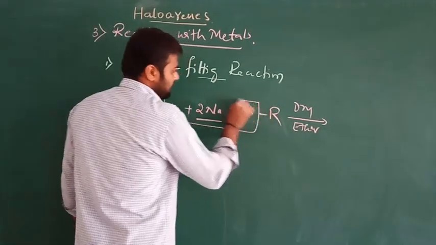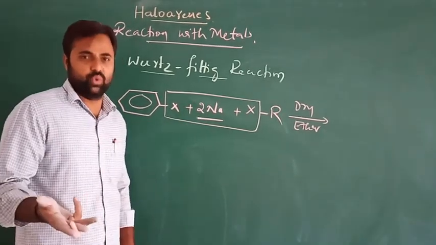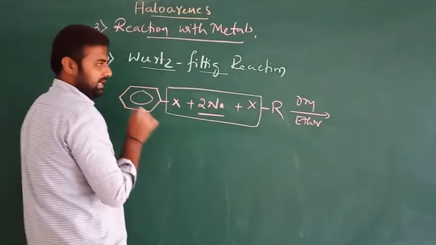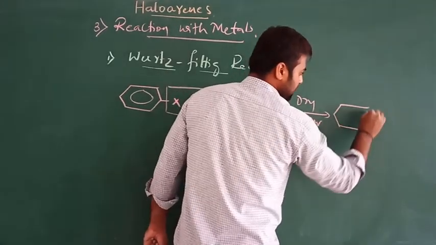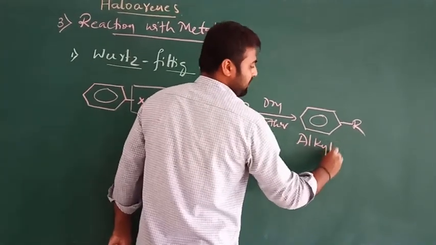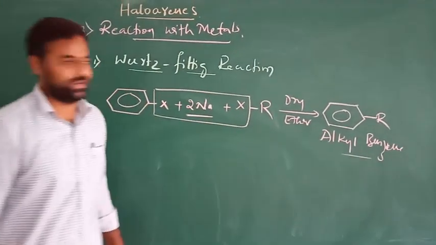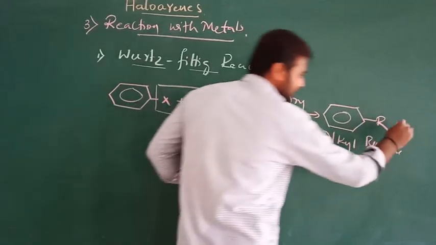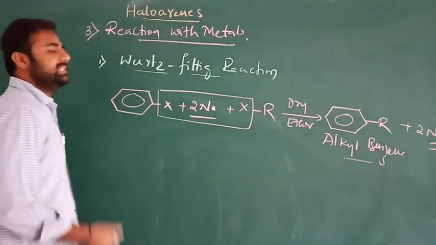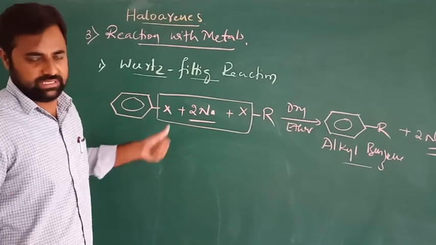You can easily understand when you write the equation like this. When you remove the 2Na and 2X, that becomes a salt, 2NaX, sodium halide, and this R combines with benzene, which gives alkyl benzene. Alkyl benzene is the product of the Wurtz-Fittig reaction, and 2NaX, a salt, is removed as a byproduct. This is the general equation. Now I am going to try an example with this general equation.